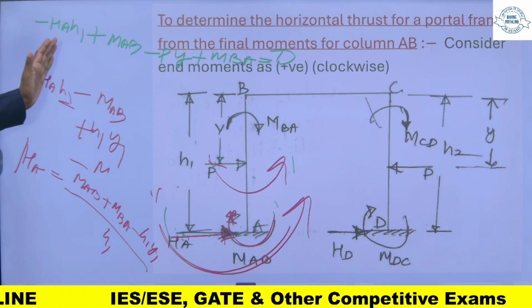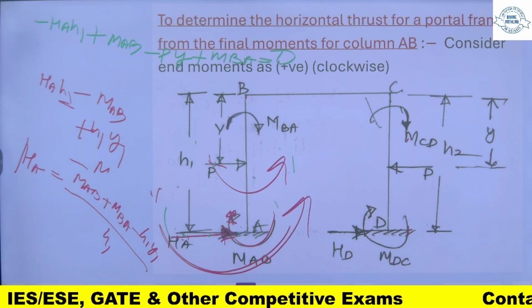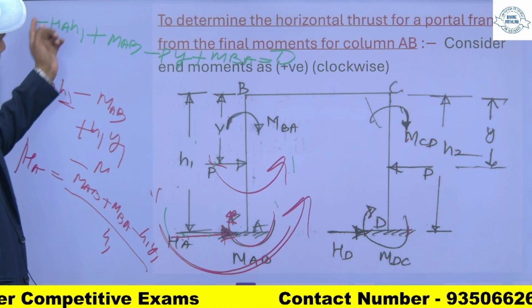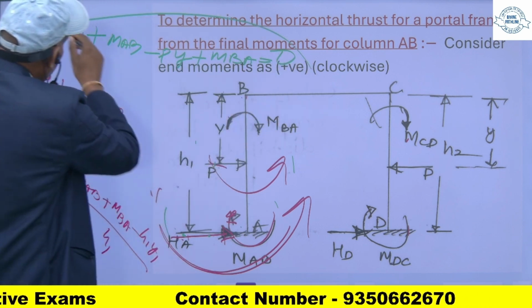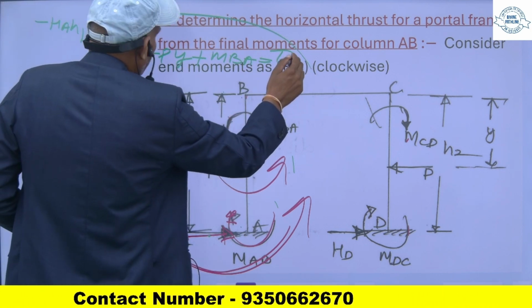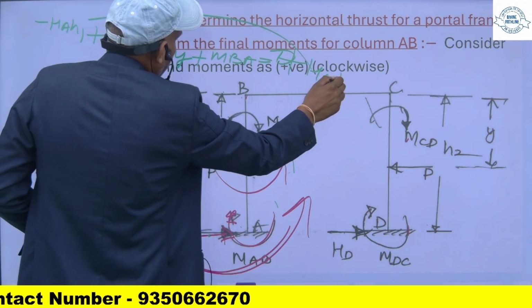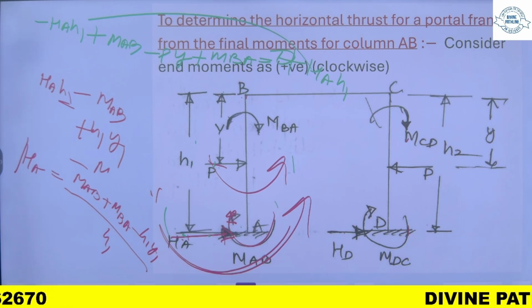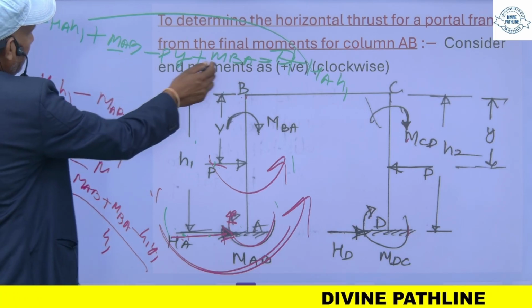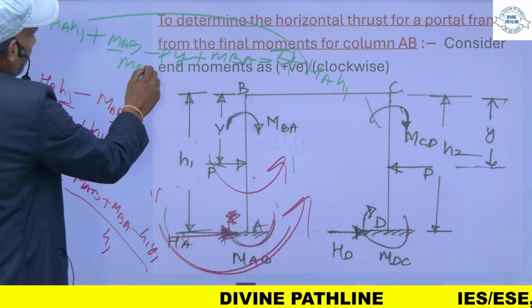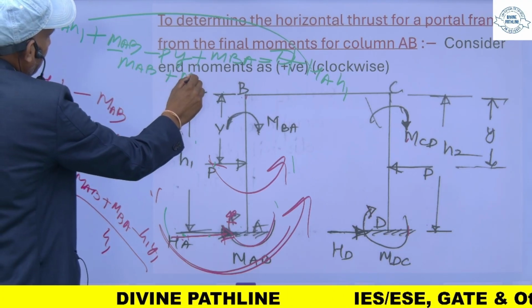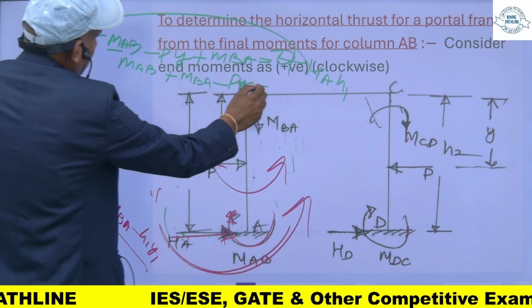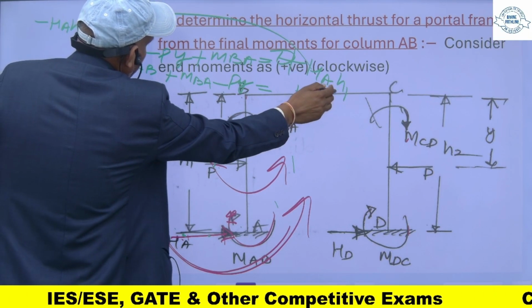So from this HA into this is equal to this one. Now if you take HA into this on the other side, it will become plus. It will become plus HA into H1, and so this will be MAB plus MBA minus PY is equal to HA into H1.